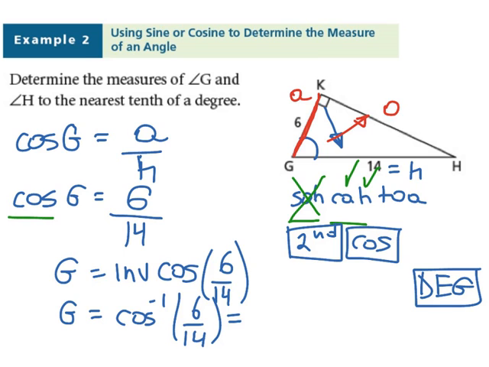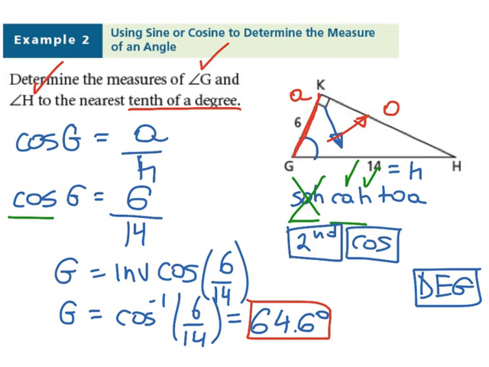65 degrees. But since the question asks you to provide the answer to the nearest tenth, you have to be a little bit more accurate. So the answer is actually 64.6 degrees for angle G. So we solved for angle G, but we're still looking for angle H. And angle H is a little bit easier to solve.